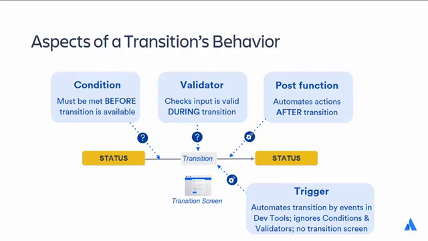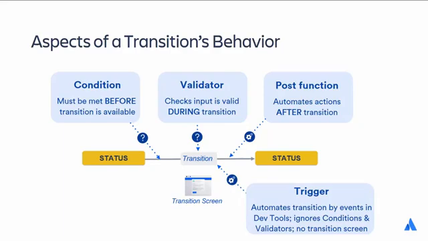A condition specifies a situation that must exist before something else is permitted. Conditions control if a transition is visible and therefore available to be used. A validator checks that any input made during the transition is valid before the transition is performed. If a validator fails, its post functions are not executed, and the issue does not progress to the destination status of the transition. A post function is an automated action after a transition has been executed. It carries out any additional processing.